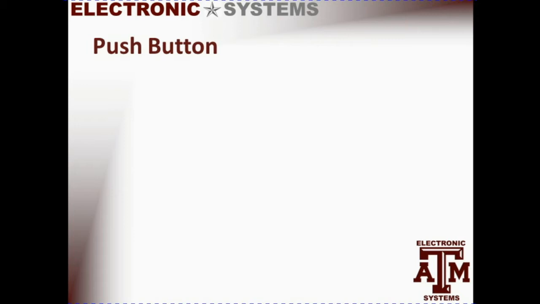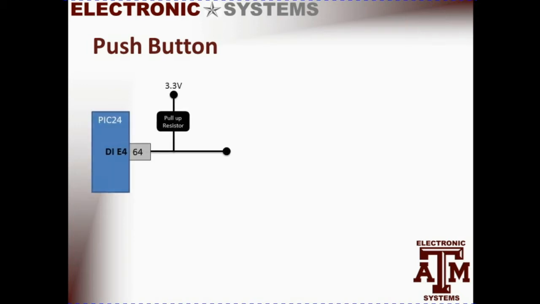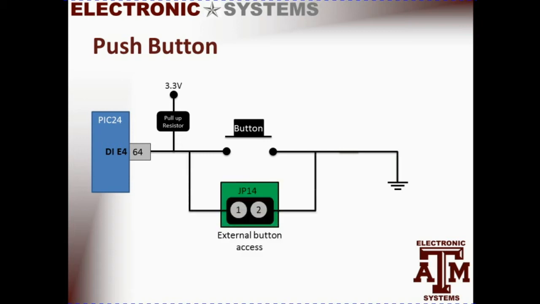This is how the button subsystem sends a trigger into the microcontroller. The digital input pin, pin 64, is held at a high using a pull-up resistor connected to 3.3 volts. When this pin is held high, that means that there is no event occurring. When the button is pressed, as you can see here in the circuitry, the pin is then driven to a 0, which means that an event has occurred. There is an external button access which allows you to add an external button to control the triggered value.